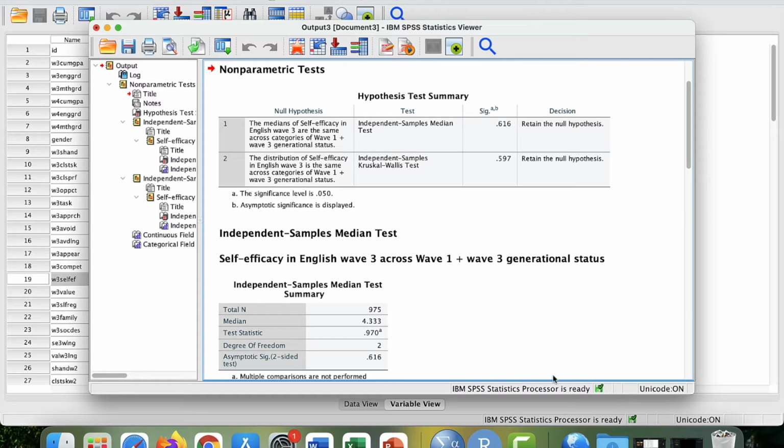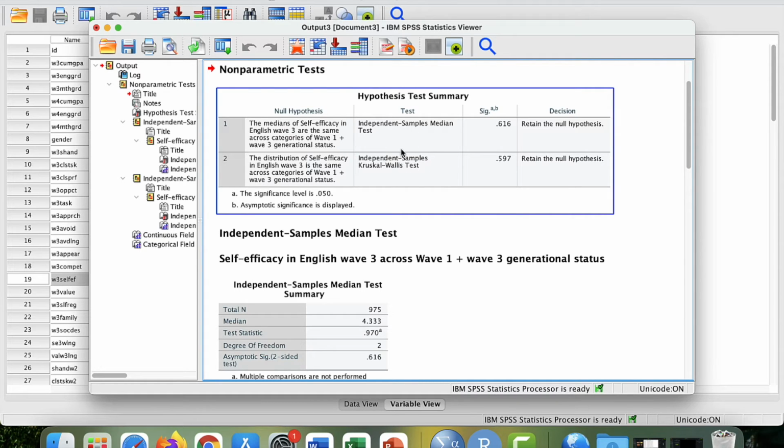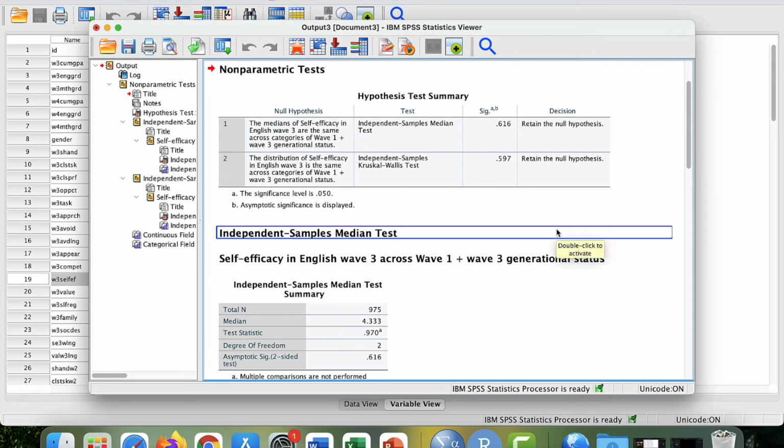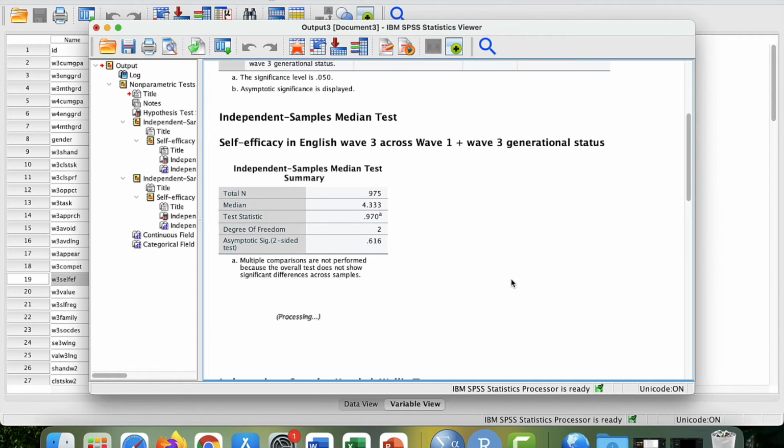So, independent samples median test, independent samples Kruskal-Wallis test. These are slightly different, but both of them are not statistically significant. You can see the sig here is the same as the p-value. Down here it tells you to be considered statistically significant, the significance level needs to be 0.05 or lower. These are both well above 0.05. So there is no statistically significant difference between first, second, and third generation students in their self-efficacy.